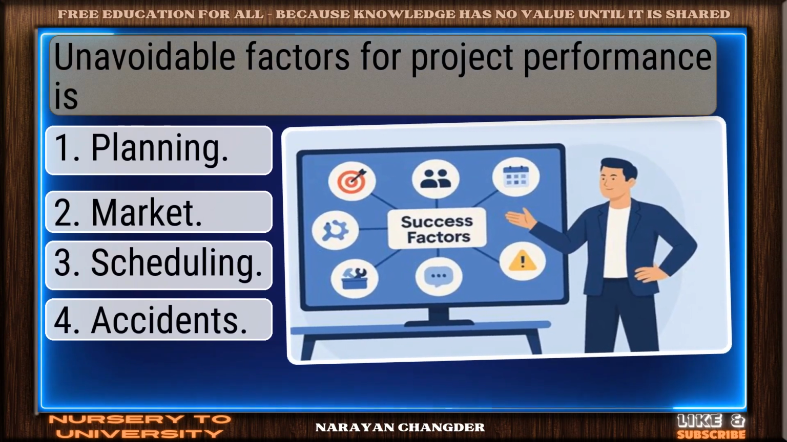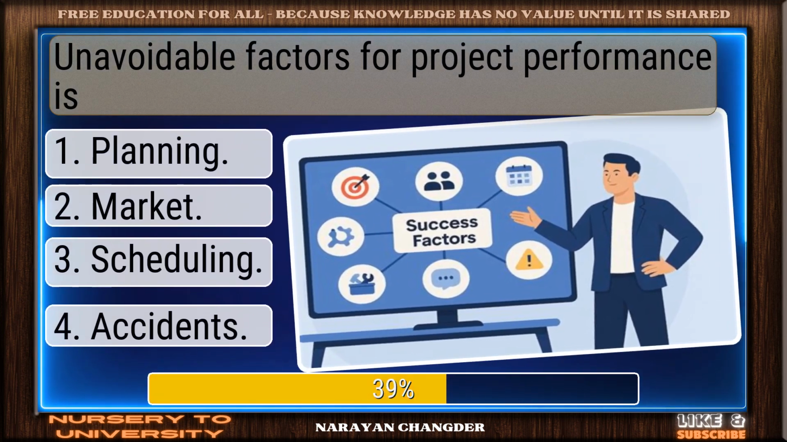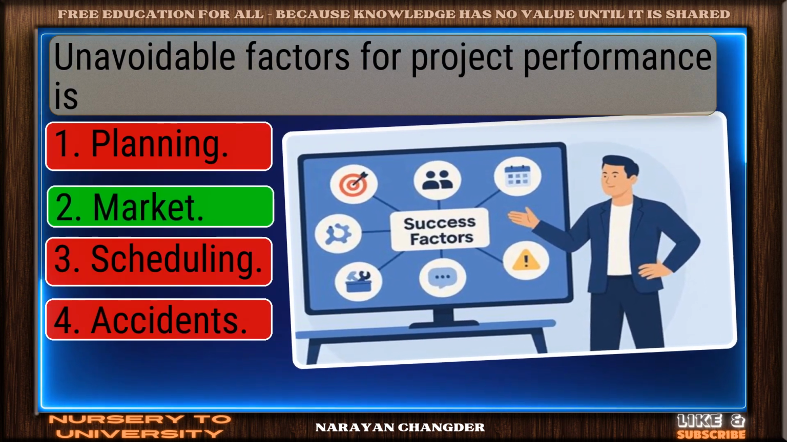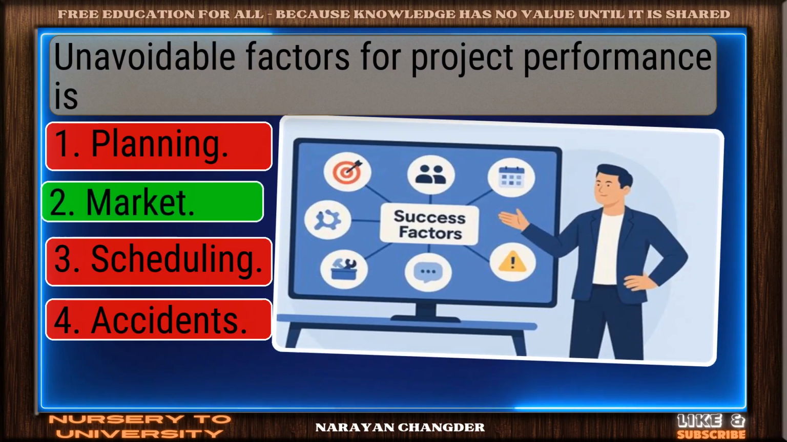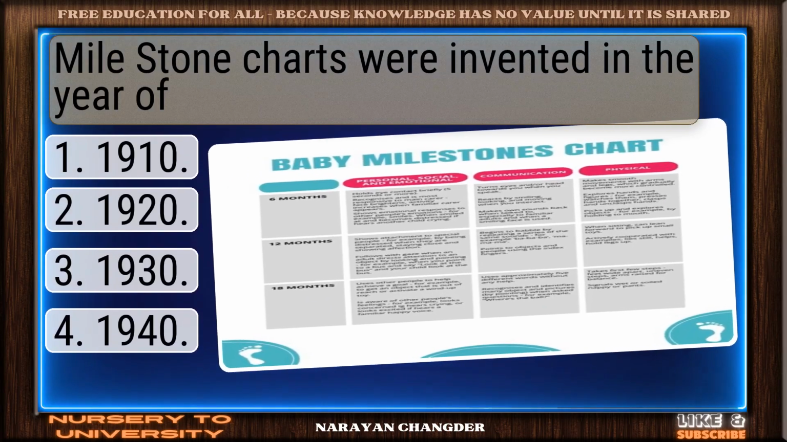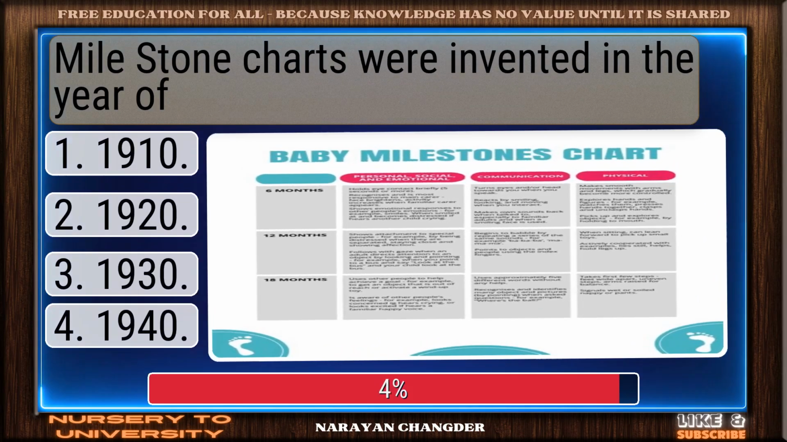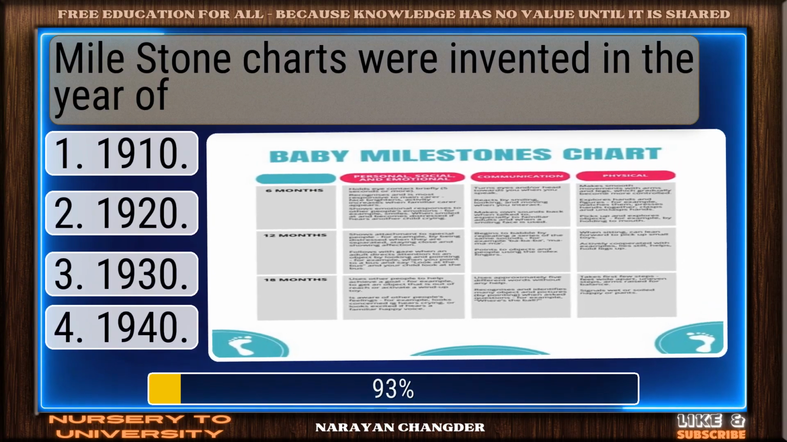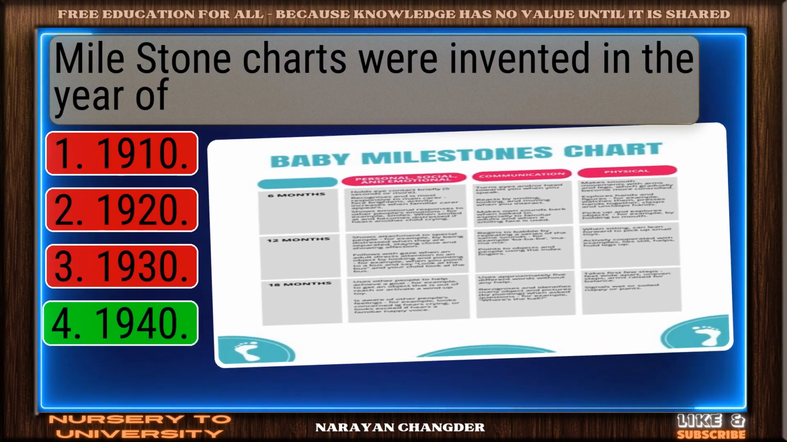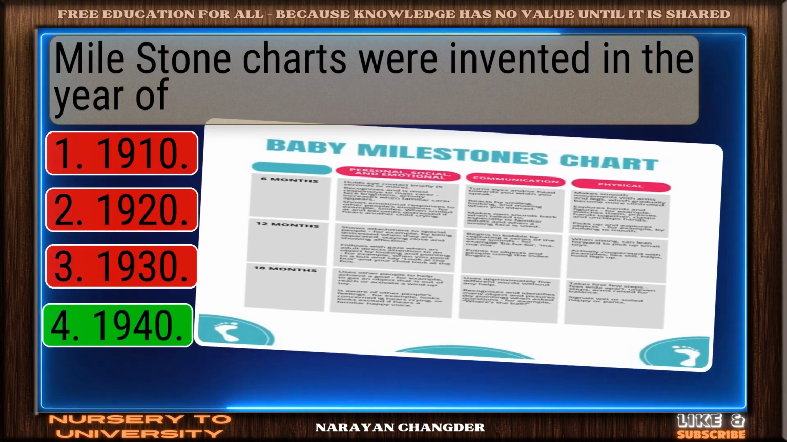Unavoidable factors for project performance is. Nicely done. Market is a solid answer. Milestone charts were invented in the year of. Excellent choice. 1940 is the right answer.